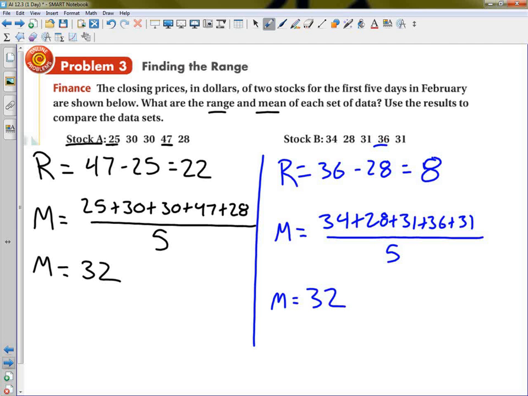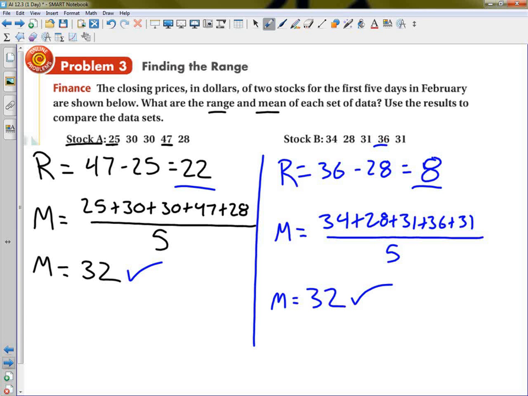Now, we want to compare the data sets. Well, the first thing I notice is the mean's the same. The average is the same. However, when we think about the average being the same, it doesn't mean that these numbers are the same at all. These numbers can be very different. So when we look at what's different, we have the range, 22 and 8. It tells me stock A had a lot larger range than stock B, or stock B was closer to the average on any given day, while A varied a lot.